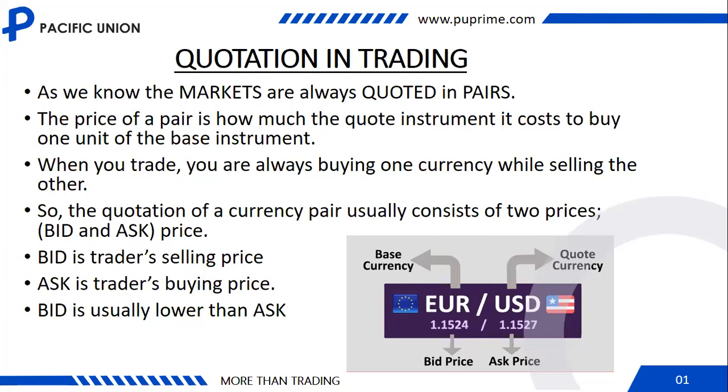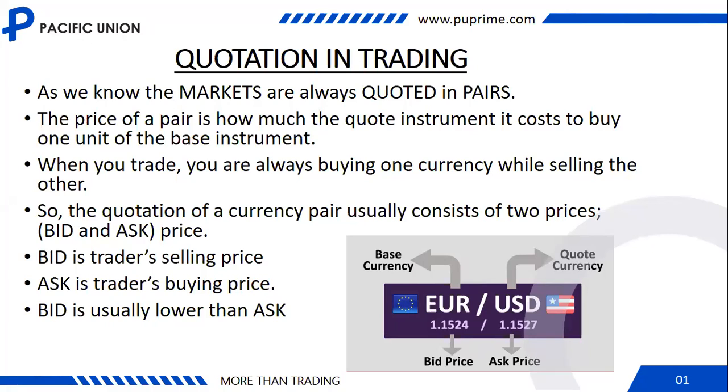Now, the quotation of a currency pair usually consists of two prices, which are the bid and the ask price. Every quotation you are seeing in the chart has two prices, the bid and the ask price. Now, the bid is the trader's selling price, while the ask is the trader's buying price. So what does it mean?